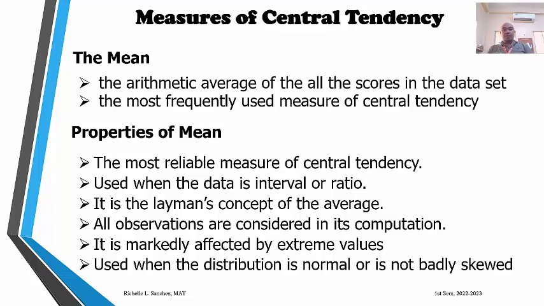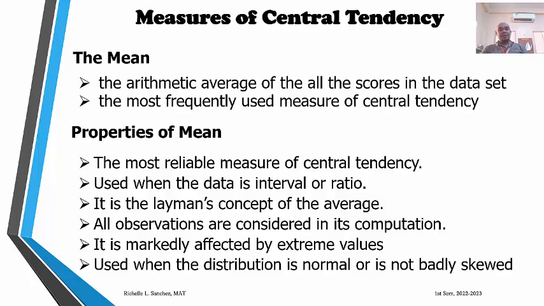Another property is that it is used when the data is interval or ratio. When we say our data is interval or ratio, we mean that we are dealing with numbers. A mean in layman's concept is the average. So for ordinary people, when we say average, most of the time they mean the mean. And all observations are considered in its computation.